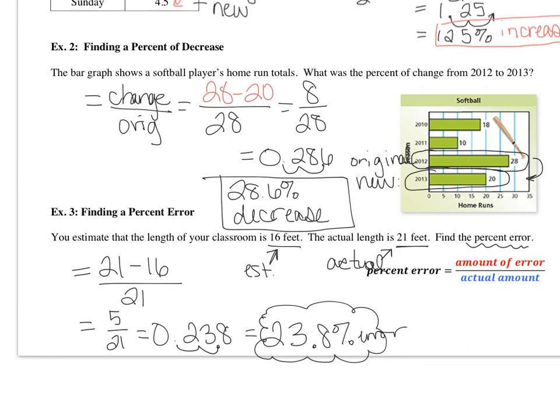All right, that does it for the percent change section. Remember, if you can subtract and divide and move that decimal over 2 places, then you can find the percent increase, decrease, and error.